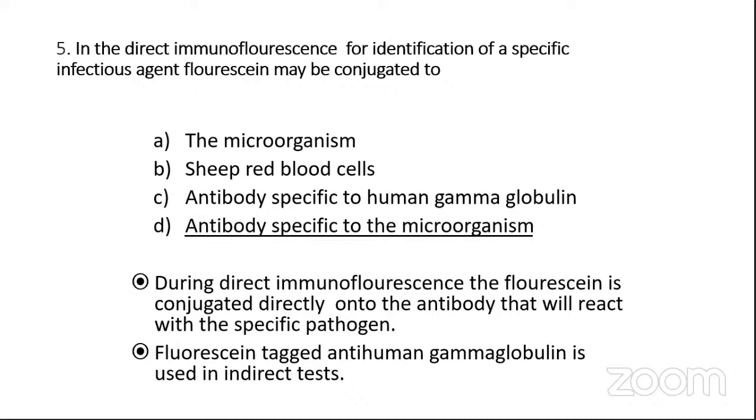So it is just a two-step procedure. Whereas in indirect immunofluorescence, you have to add an anti-immunoglobulin against the antibody, which will be tagged with the fluorescent dye. Is it clear? That is the difference between direct and indirect. Direct is a two-step procedure. Indirect will be a three-step procedure.